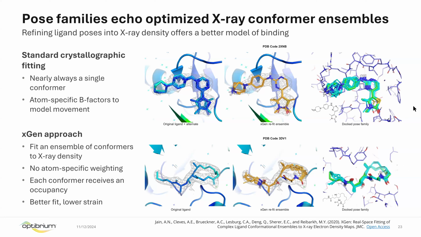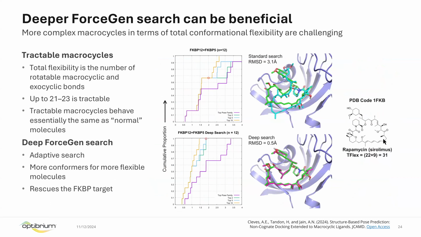But this is an important theoretical point. We think that people need to absolutely stop thinking about, well, what's the best pose? What's the single pose? What are the coordinates of the thing that binds? It's ensembles. Everything is ensembles thermodynamically. Everything's ensembles in actual crystal structures. And thinking about it this way tells you something about whether you can rigidify what you can do with a ligand. There are cases where standard force gen search is not enough.